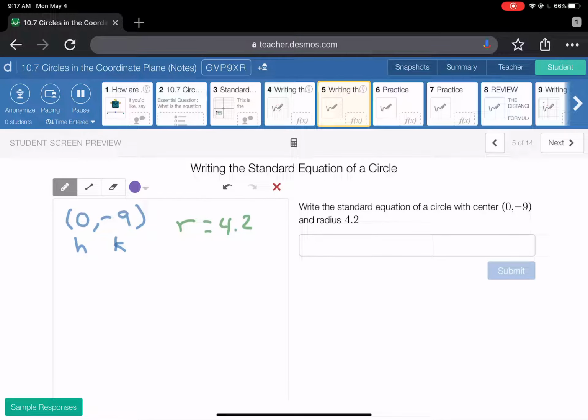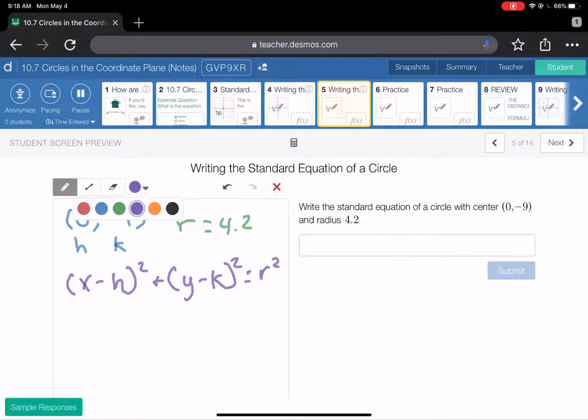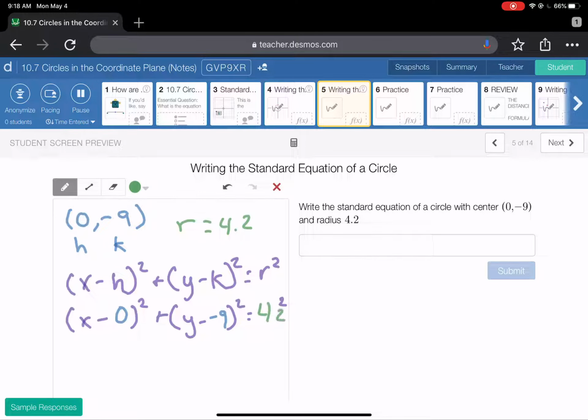All right, so the standard form equation, I'm just going to write it out here. (x - h) squared plus (y - k) squared is equal to r squared. Okay, and then I'm just going to substitute the values. So x would be 0, and then this is -9, and then our radius is 4.2.